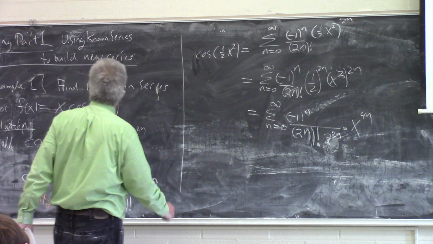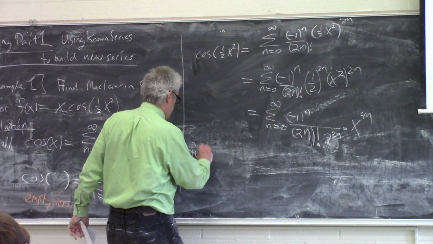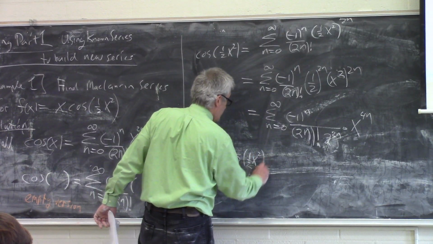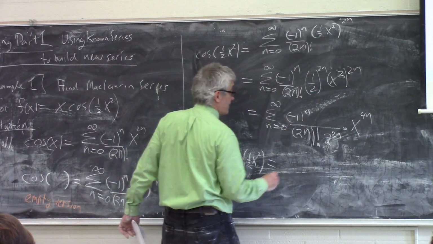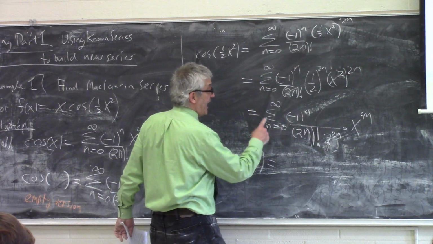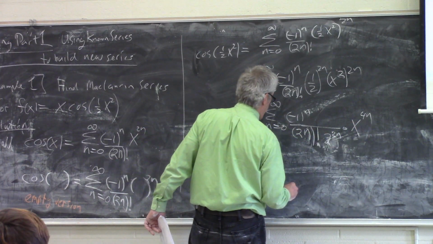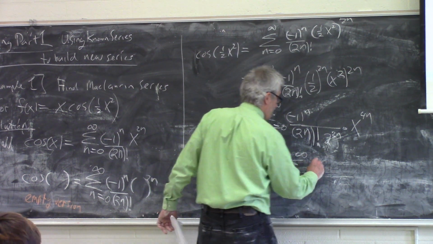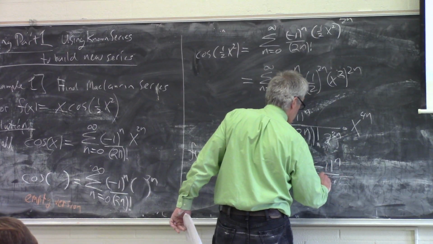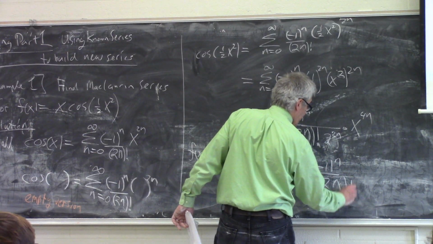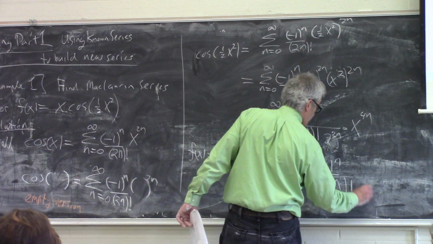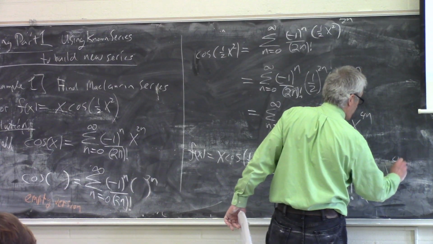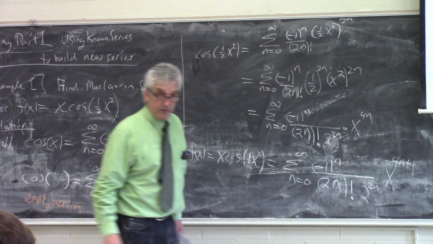So finally, our function f of x, which is x cos 1/2 x squared, is going to be x times all this stuff. So when I multiply all this stuff by x, I can just bring the x in, and that's going to raise that power by 1. So the sum as n goes from 0 to infinity of -1 to the n over 2n factorial 2 to the 2n, that's also down there, and then times x to the 4n plus 1. So there we go. There's our power series.